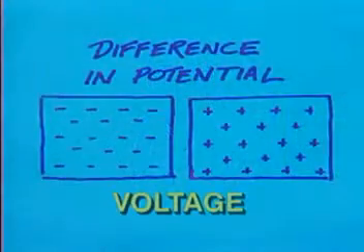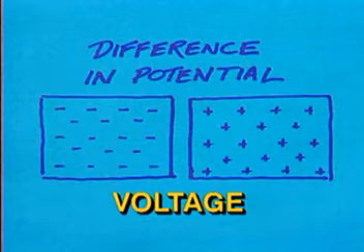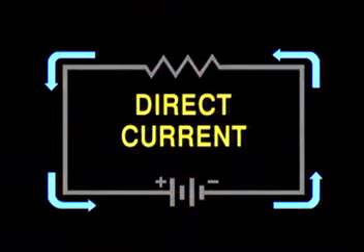The term voltage is used to describe this difference in electrical potential. Voltage can be thought of as an electrical pressure. The current flows as long as the difference of potential, or voltage, is present. The voltage causes the current to flow through the conductor. In some circuits, the current always flows in one direction, from negative to positive. You already know this to be direct current, or DC.